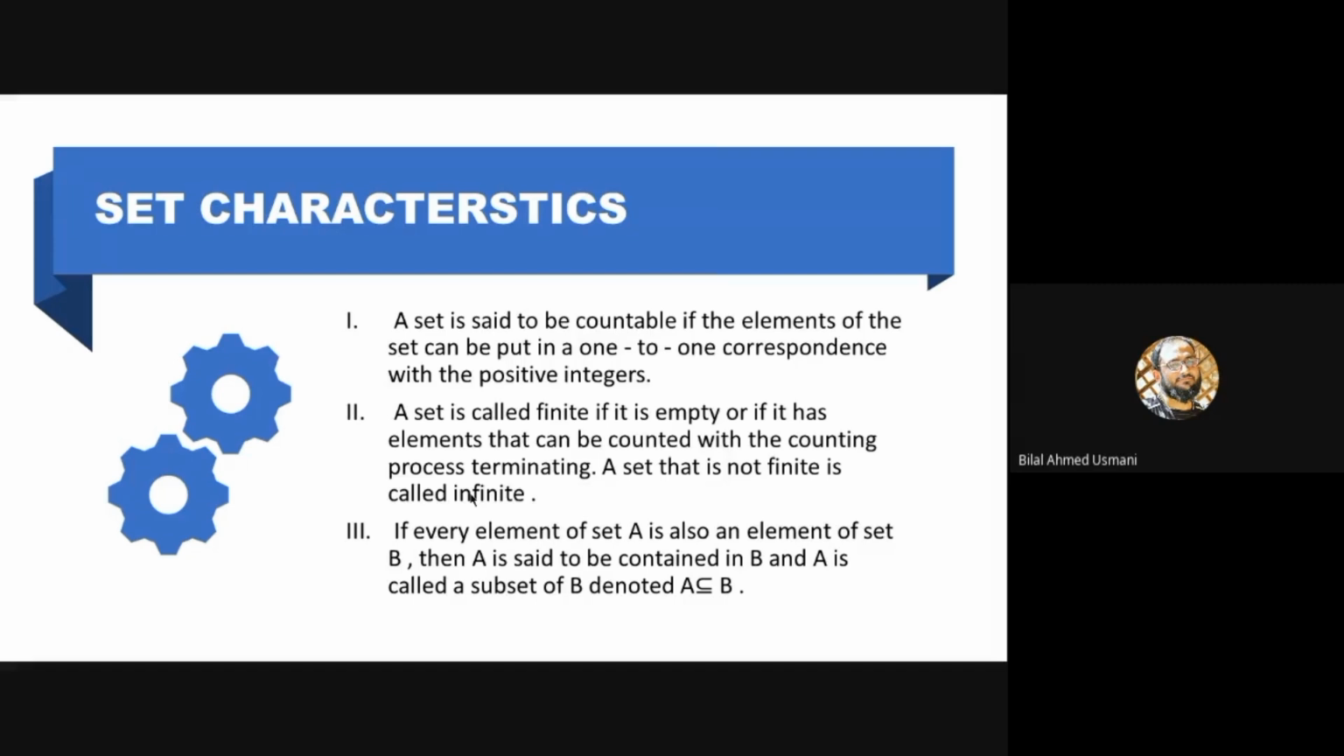A set is called finite if it is empty, or if its elements can be counted with the counting process. A set which is not countable is called infinite. There is another debate, but I'm not going through that. If every element of set A is also a member of set B, then A is said to be contained in B, and A is called a subset of B, denoted by the subset symbol. So the concept of subset and superset is there.